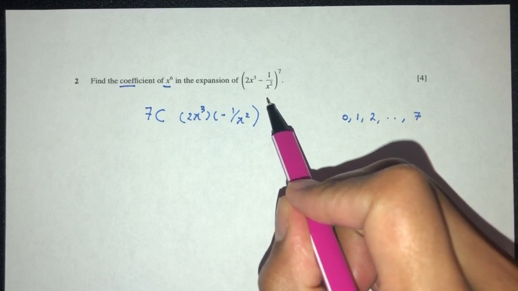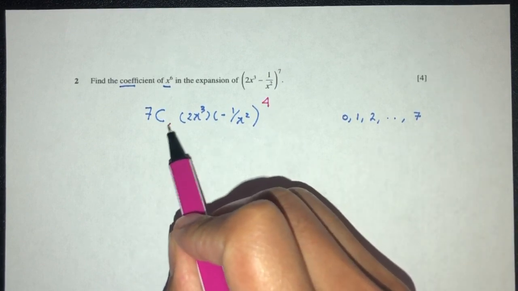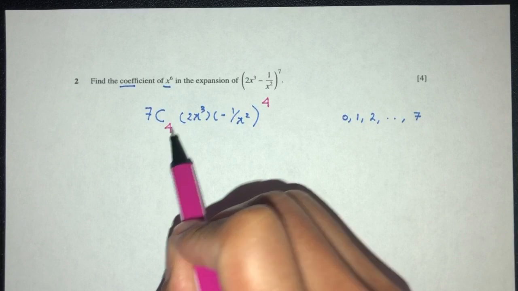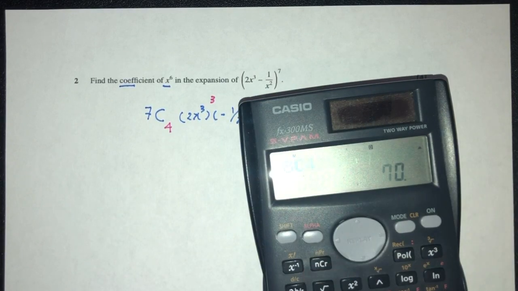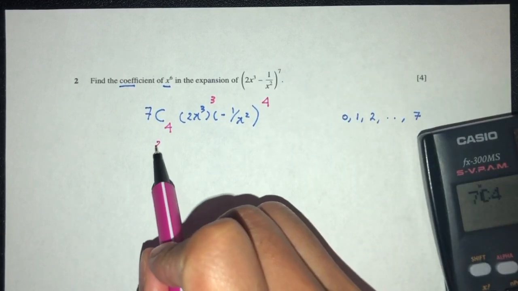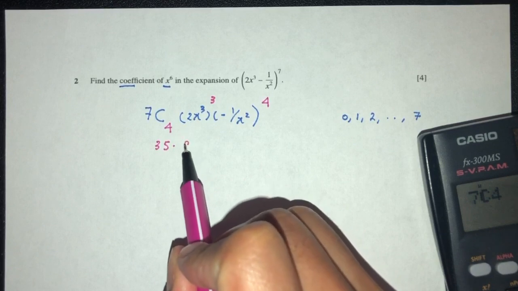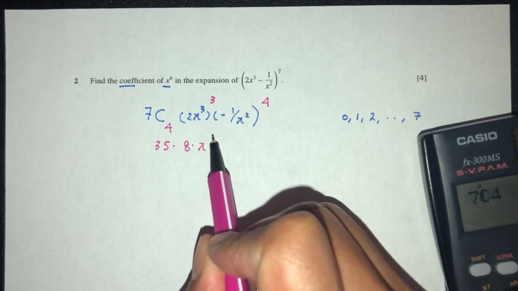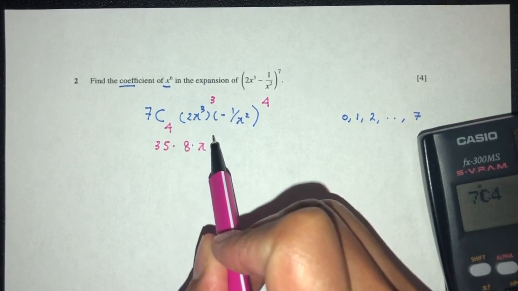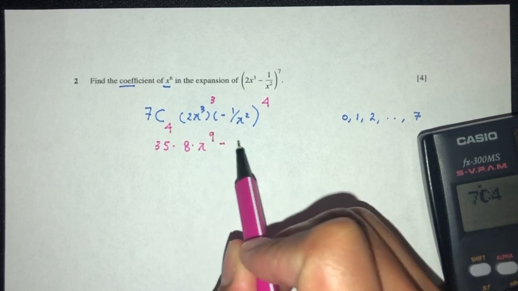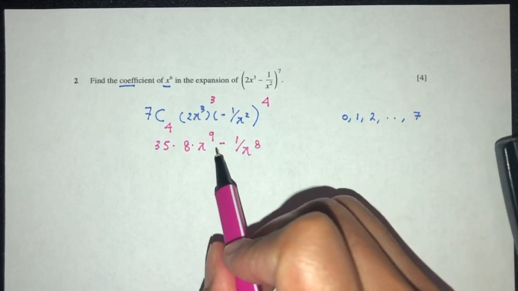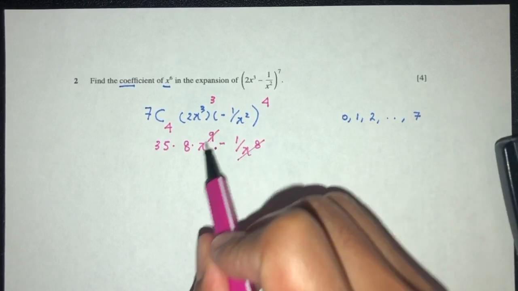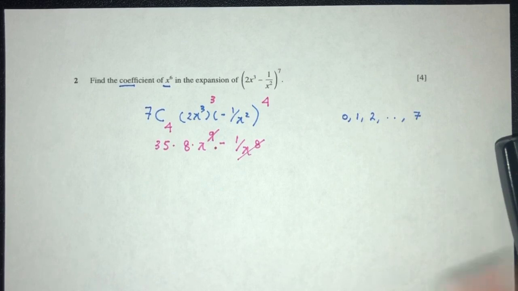If I choose 4 here, this will be 4 as well. 7 minus 4 is 3. So that will be 7 choose 4, which is 35. Here you will have 8 x power 9, and that will be 1 over x power 8. So this is not good. If you were to expand, you will have something in x. So not good enough.